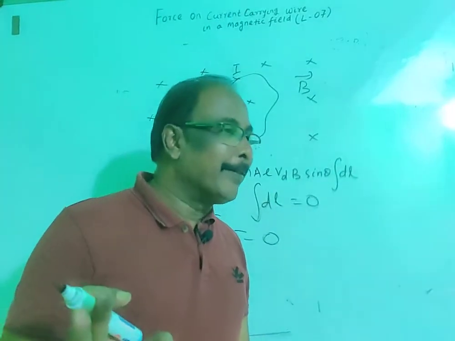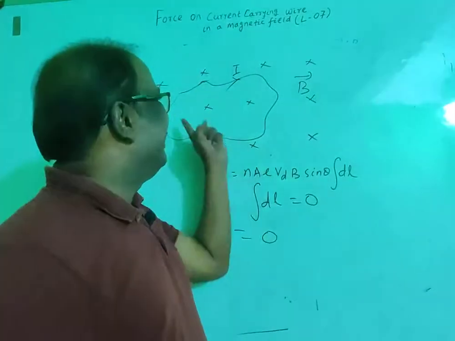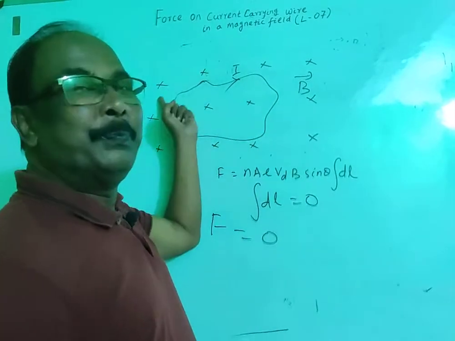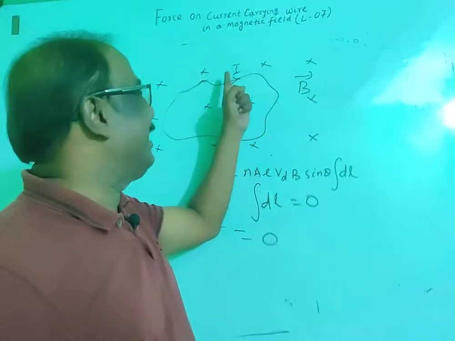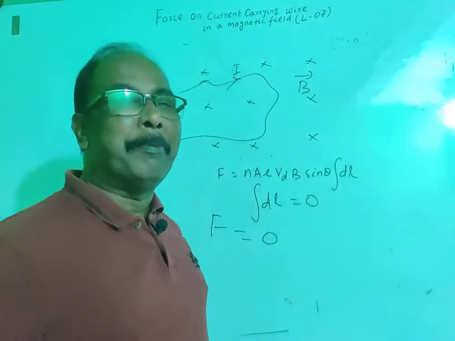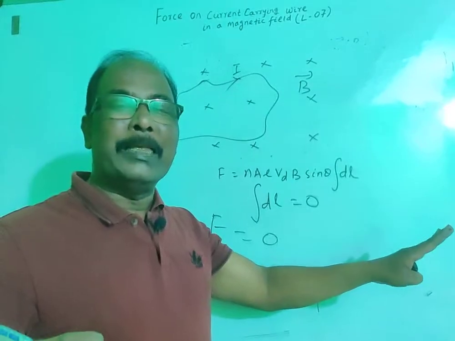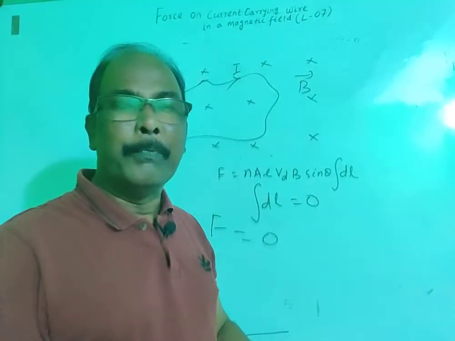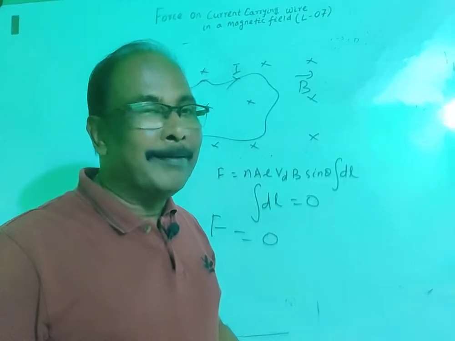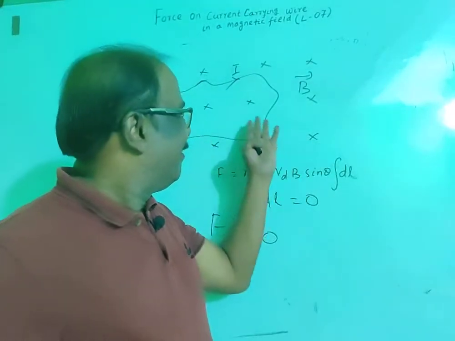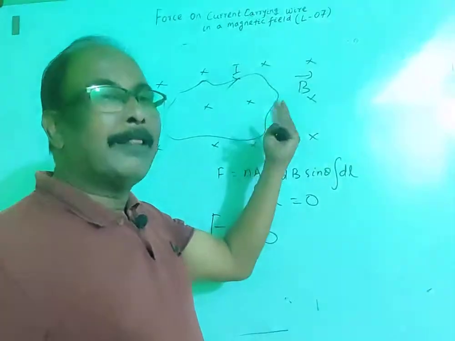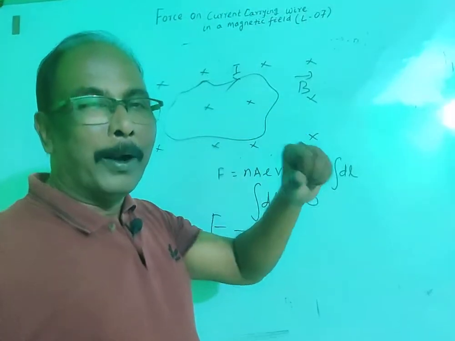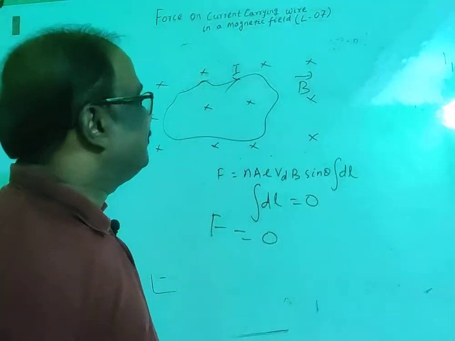If a closed loop of conductor carrying current is placed in a magnetic field, then the force experienced by the closed loop carrying current is always 0. The magnetic field may be either inward or outward. This is a uniform magnetic field.